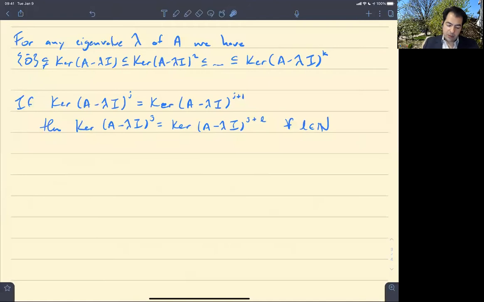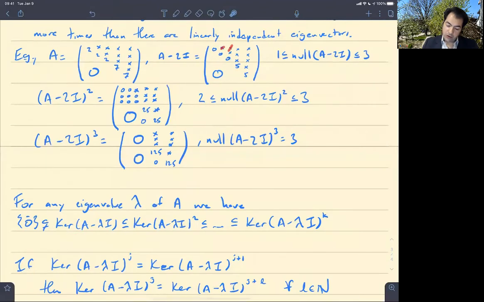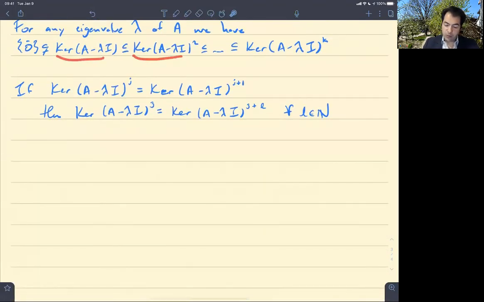So this might be strict, as we saw. I don't know what these x's are, but it's entirely possible that this matrix has nullity equal to 1, and then this matrix has nullity equal to 2, and this matrix has nullity equal to 3. We can easily come up with examples like that. So this one would be strictly smaller than this one, which would be strictly smaller than the next one, and so on. But as soon as you get 2 in this sequence that have the same dimension, then the sequence is just constant from there on. That's easy to check. I'll let you check that.